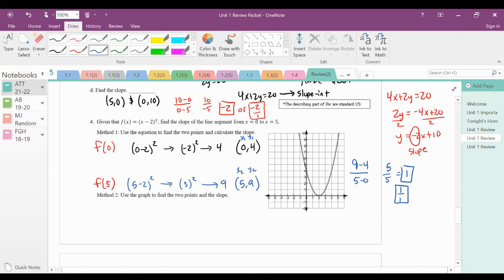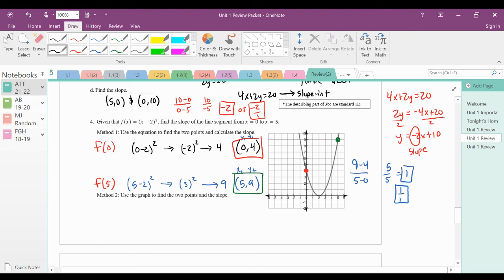All right, now let's verify that that slope matches if I were to use the graph and find the 2 points and slope. So we want between x equals 0, which is somewhere on here, and x equals 5, which should be over here. So let's see where that happens. At x equals 0, it looks like y is 4. Okay, that matches. And 5 comma 9, when x is 5, y is 9. That looks like that matches.